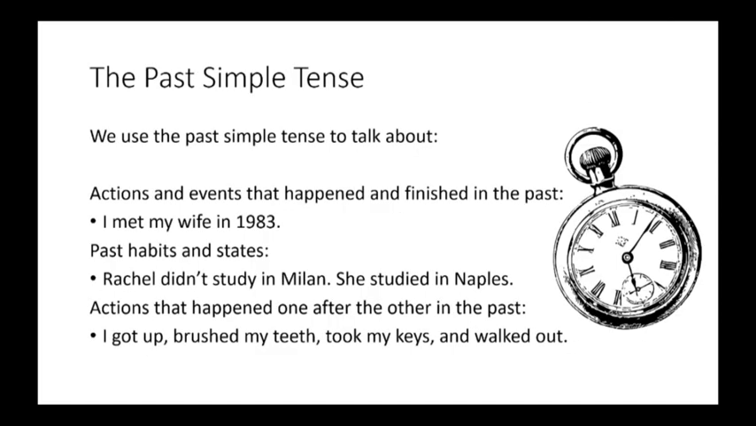Okay, now let's go back in time a little bit and talk about the past. We use the past simple tense to talk about actions and events that happened and finished in the past. For example, I met my wife in 1983, or past habits and states, such as Rachel didn't study in Milan, she studied in Naples. Those are cities in Italy, right? Actions that happen one after the other in the past can also be described using the past simple. I got up, brushed my teeth, took my keys, and walked out.